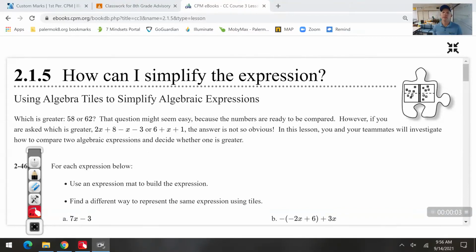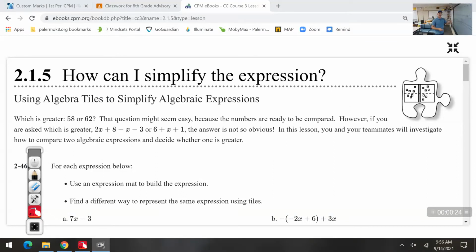Welcome everyone to lesson 2.1.5, how can I simplify the expression? Today we're going to be talking about rules of the road. How do I operate inside of a mathematics classroom when it comes to these expression maths, okay?